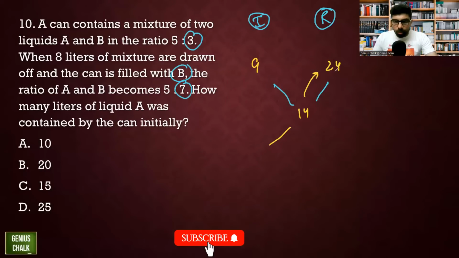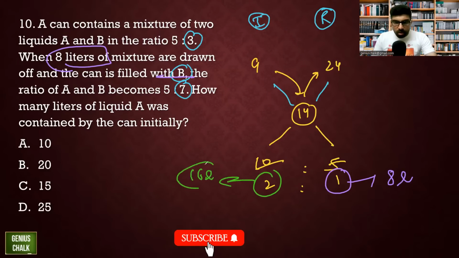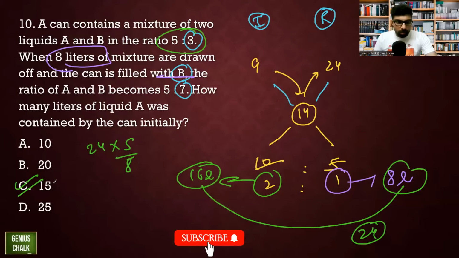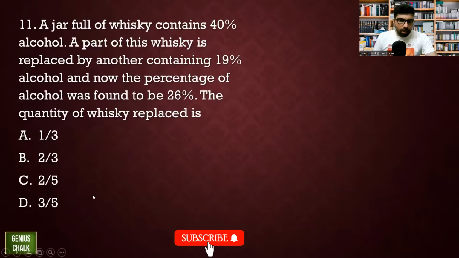Now just subtract 24 minus 14, 10. 14 minus 9 is 5. So again you can see the ratio is 2:1, where 1 is the replaced quantity. Its value is given as 8 liters, which is replaced with B, and 1 is 8 liters. So 2 has to be 16 liters, and the total initially has to be 24 liters. The same thing. From 24, find the ratio of A, 5 by 8, again it is 50, right? So all are brilliant ways. Whatever way you like, you can solve.